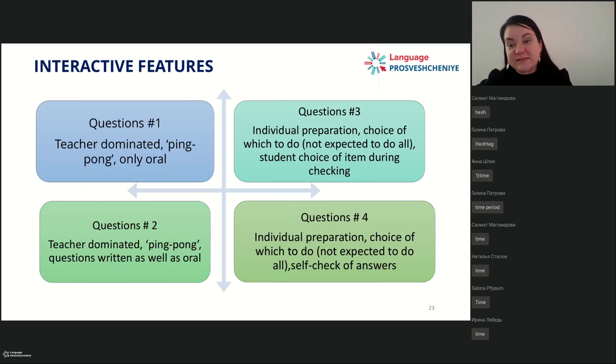In question set number three, students were asked to prepare it on their own, and they had a choice of which to do. They were not expected to do everything, right? And also here you can ask students to give you answers to the points they know rather than 1 to 8, 1 to 10, 1 to 20 kind of thing. And in question set number four, individual preparation or choice of which to do and self-check of answers.